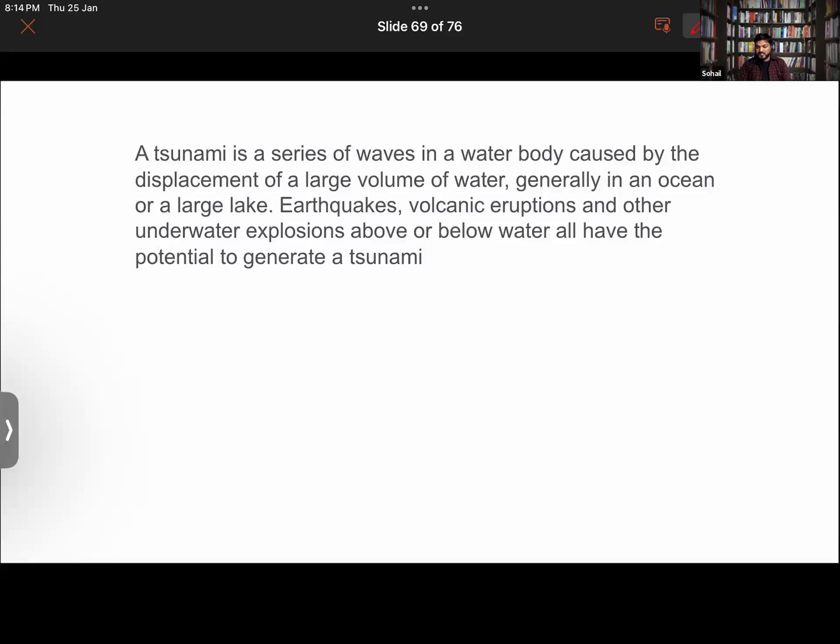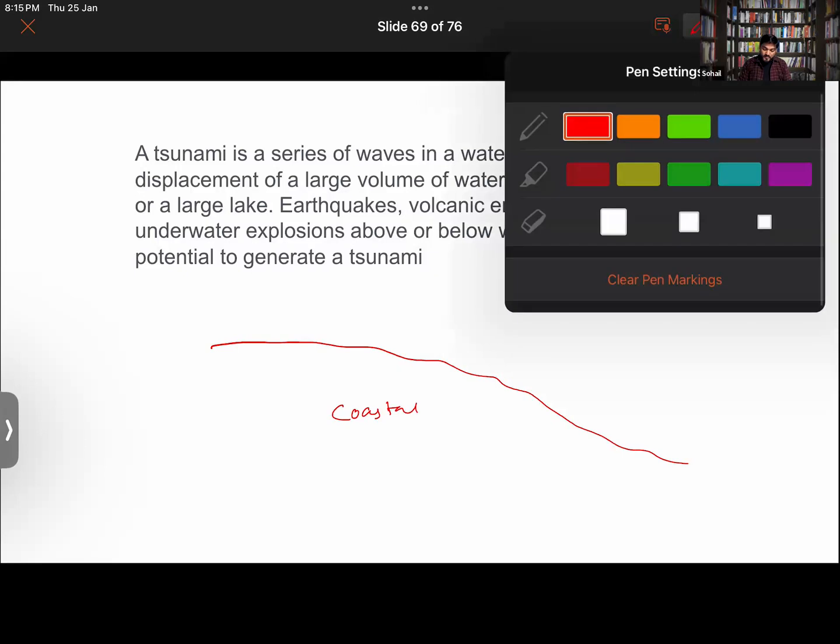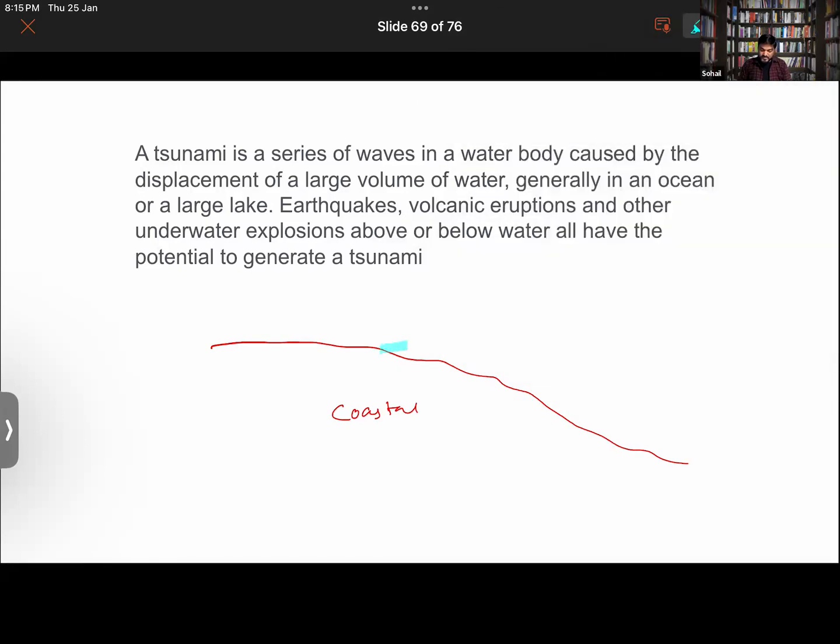Anyways, see, tsunami is a series of waves in a water body, which is caused by the displacement of a large volume of water. So, see what happens. Let's say this is now a coastal area. Coastal area, you guys understand, right? Yes, sir. And see, this is basically what happens. A large amount of water has been displaced towards the coastal area.